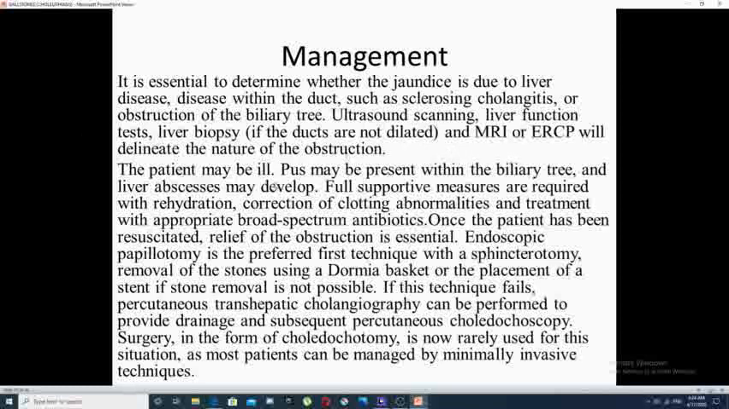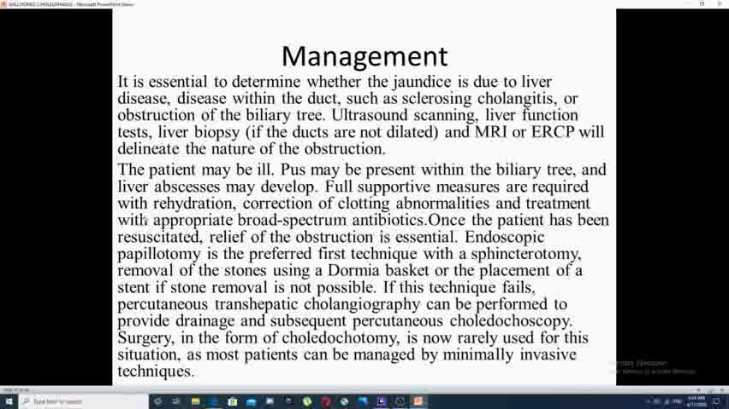Patient may be ill, pus may be present within the biliary tree, and liver abscesses may develop. Full supportive measures are required, starting from rehydration, correction of clotting abnormalities, and treatment with appropriate broad-spectrum antibiotics.